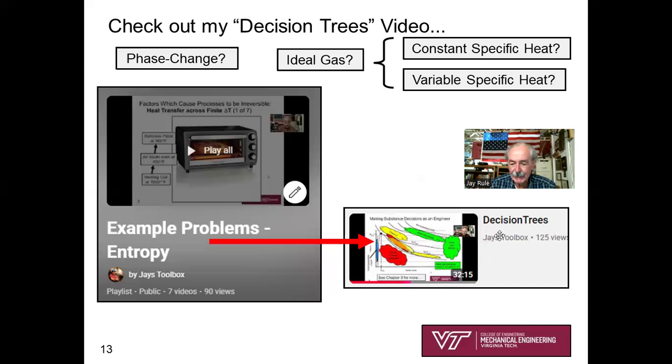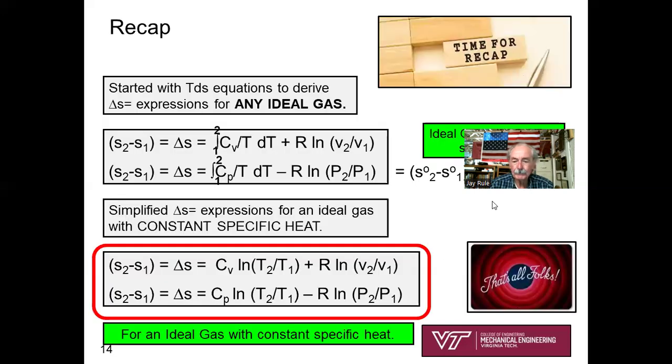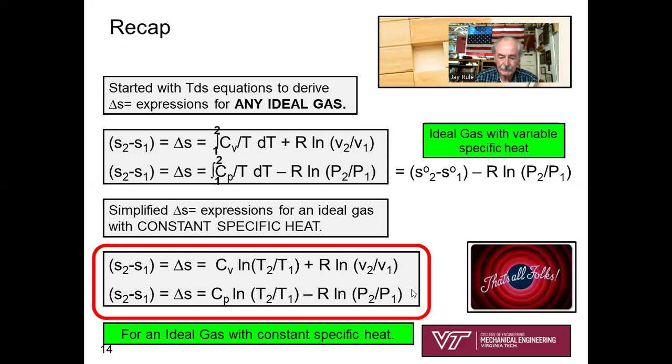So how would you get to my decision tree video? It's 32 minutes. You'd go to my example problems entropy playlist. Go to that playlist, example problems entropy, scroll down, I think to the bottom of the list, and you'll find decision trees. And that might help you in your thinking as you prepare for quizzes and tests so that you can kind of get your thinking gears going instead of totally depending on a formula sheet. Okay, I hope that helps, despite my preaching about formulas and constant specific heat and variable specific heat.